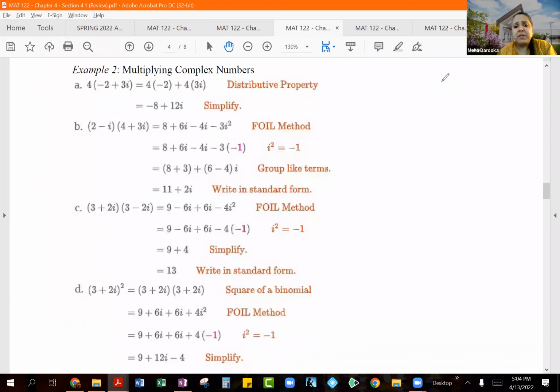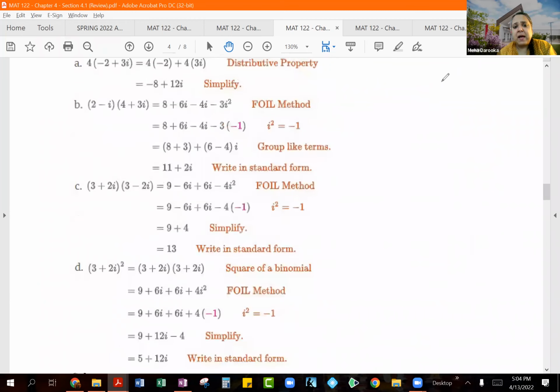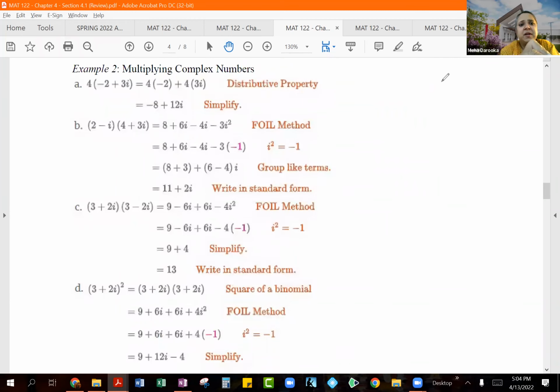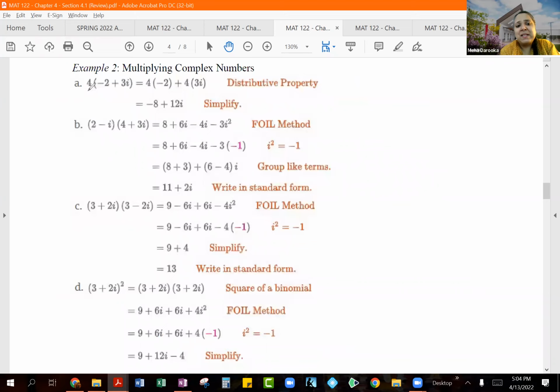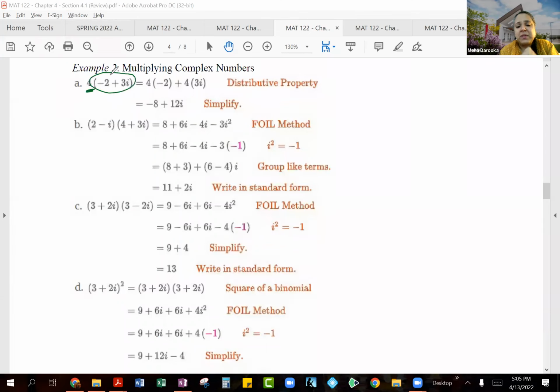So you've got different examples over here showing you how to multiply complex numbers together. This one is just taking one single number and multiplying it with a complex number, so basically using that distributive property to multiply. This will, of course, be the FOIL method.